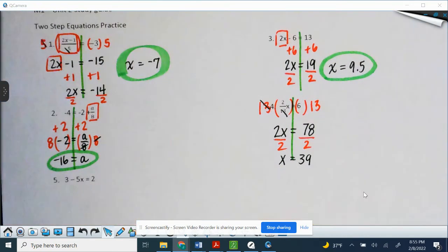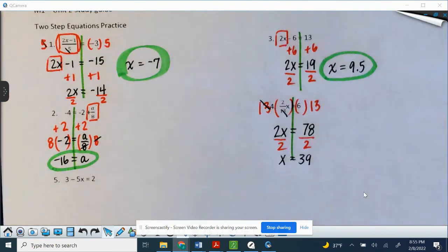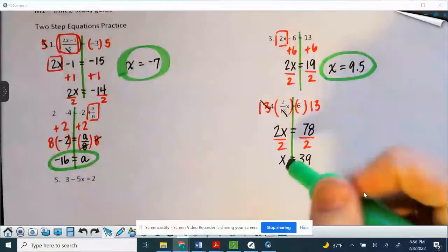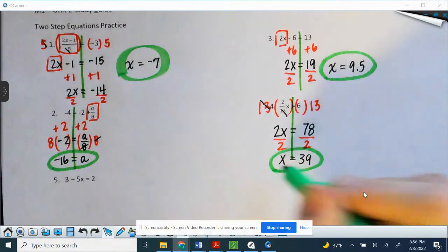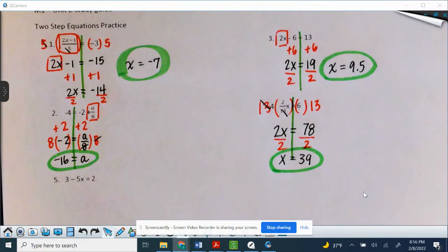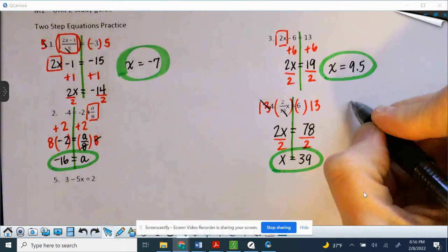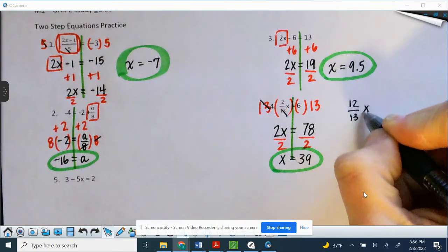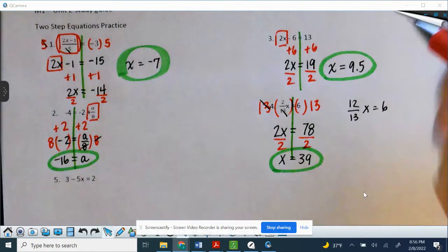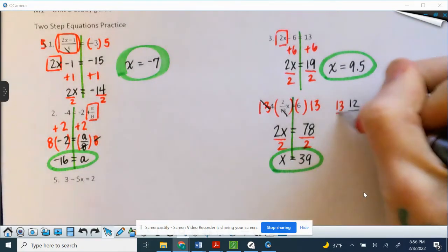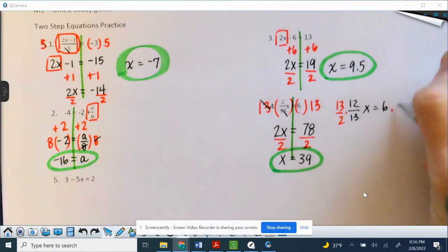Now, that is perfectly fine, and that is awesome, using all of the skills that you should have already had. Now, you could do it a different way, since it is a fraction in front of your x, and multiply by the reciprocal. So that means that 2 over 13x equals 6. The reciprocal, so that's a flip. So 13 over 2, multiply by 13 over 2.